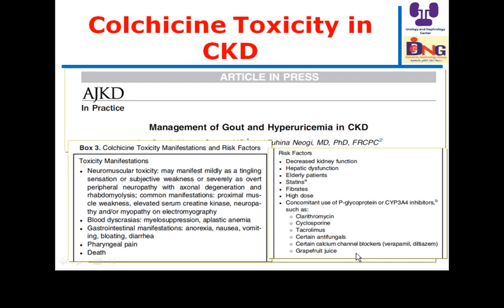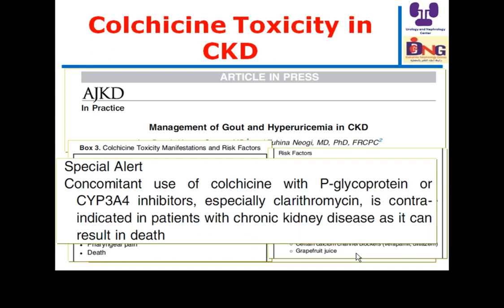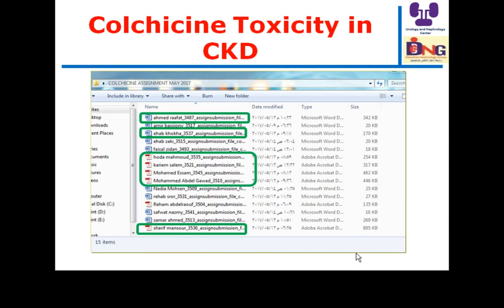So we should be careful when we use colchicine in chronic kidney disease patients, and the special alert: concomitant use of colchicine with P-glycoprotein or cytochrome P3A4 inhibitors, especially clarithromycin, is contraindicated in patients with chronic kidney disease as it can result in death. This is the answer of the candidates of MD nephrology, and the green bar here refers to the candidates who had the best answer.